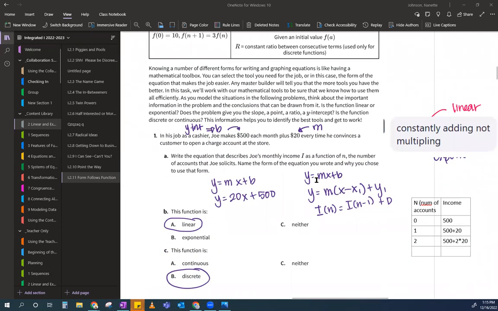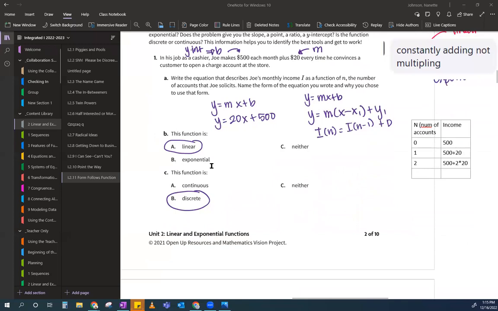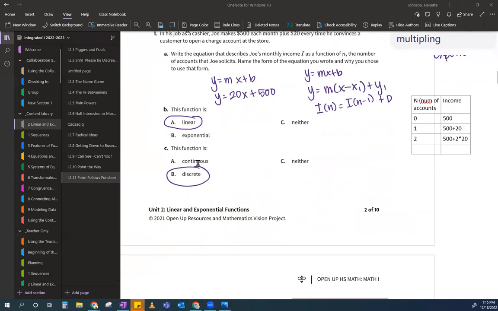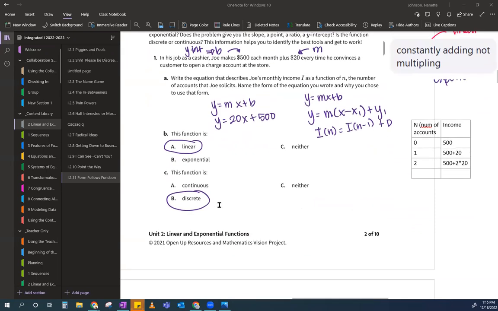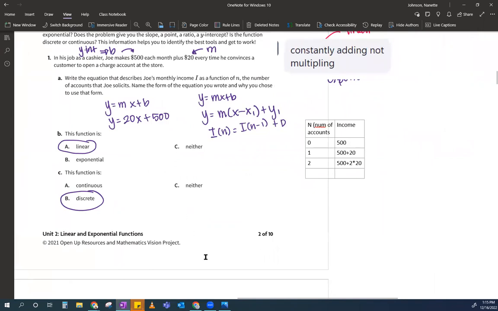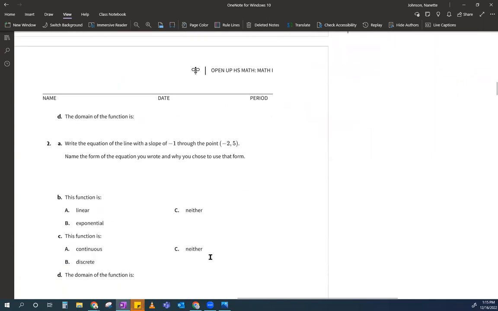The last time we were together, we read this problem and we wrote an equation for it. We wrote the slope-intercept form of it, and we explained that it was linear and it was discrete. So this is one of those sections that puts everything that we've learned all together in a nice, neat box. So let's go with number 2.